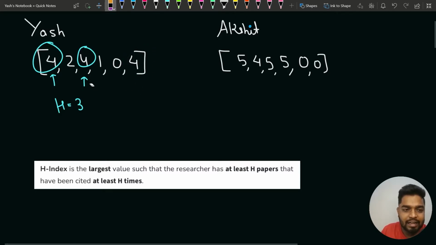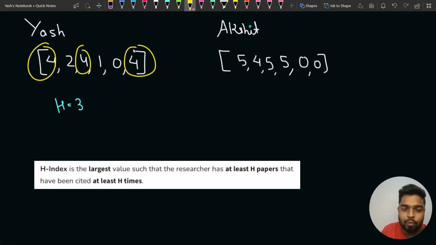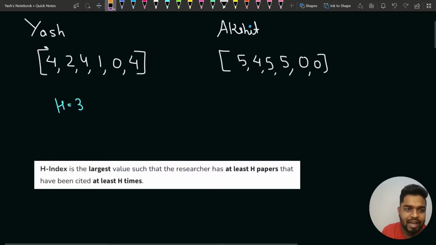Now, can the H value be 4? Think about it. Are there at least four papers which have been cited four or more times? No, there are not. We do not have four papers which have been cited four or more times. So H is equal to 4 is not possible, and higher values are also not possible. So the H-index for the researcher Yash will be 3.